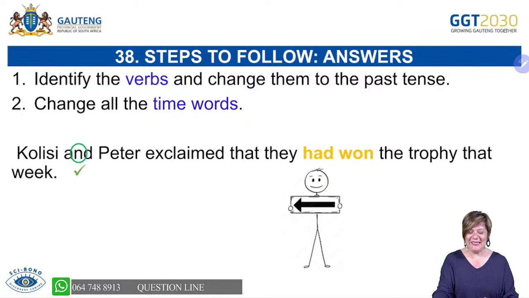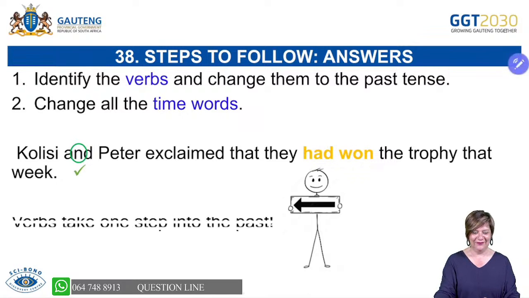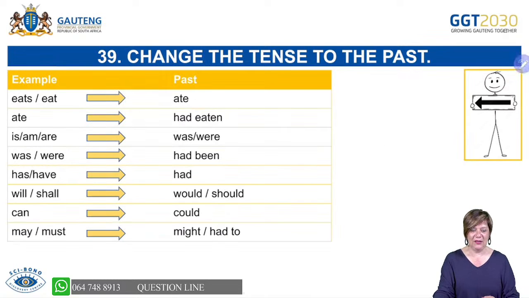Let me show you. Kulisi and Peter exclaimed that they had won the trophy that week. So one step into the past becomes had won. Always remember it. So remember my picture here of a guy going one step into the past. This is different from the active and passive voice. In this case, we literally go one step into the past.